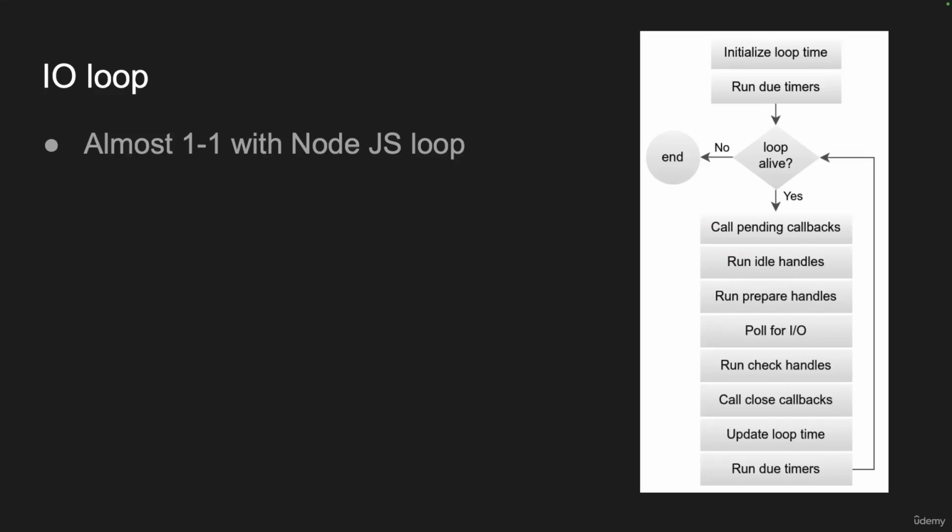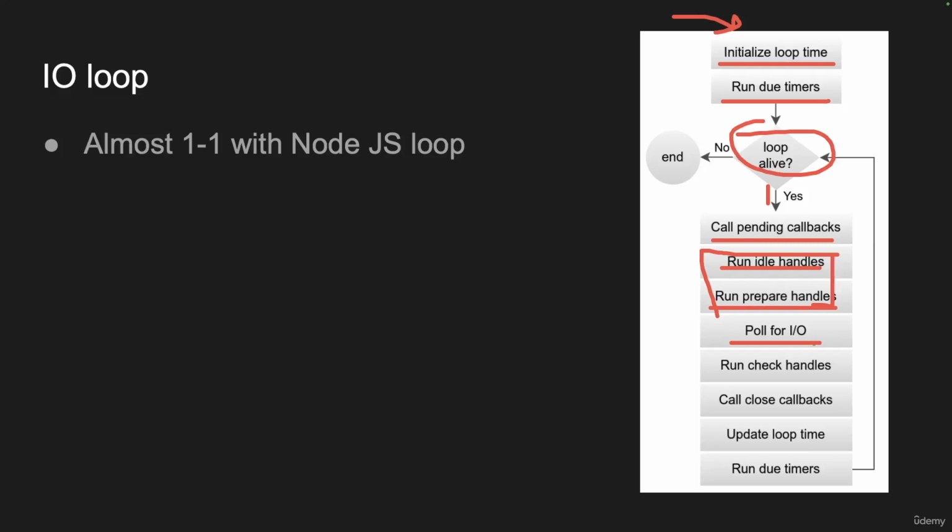Here's the interesting loop for libuv. It looks identical, if you remember. This is the initialization loop. The initial phase comes right here. Then we have timers. Then there's a loop. Is the loop alive? Yes. Call pending callbacks. Run idle handlers. Run prepare. So these are merged into one phase in Node, but they are two in libuv.